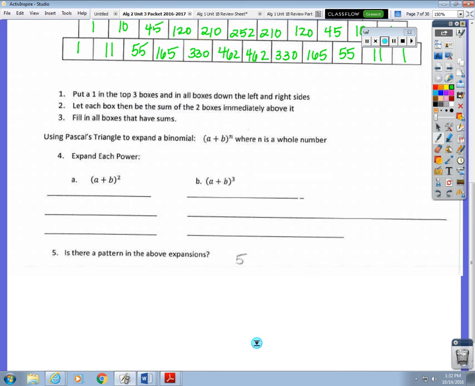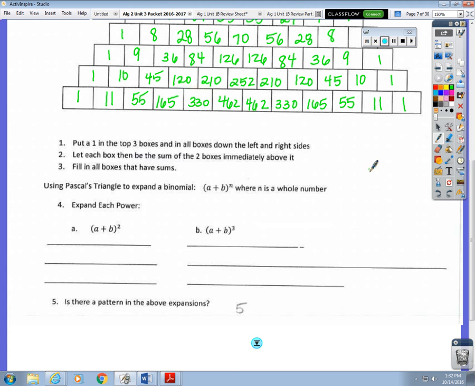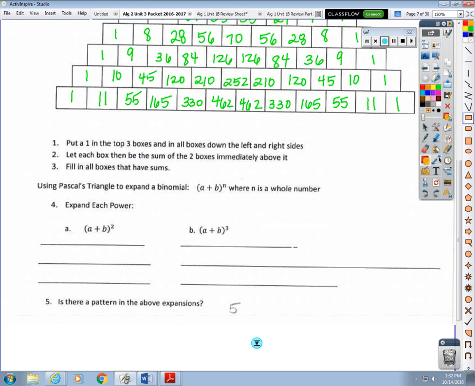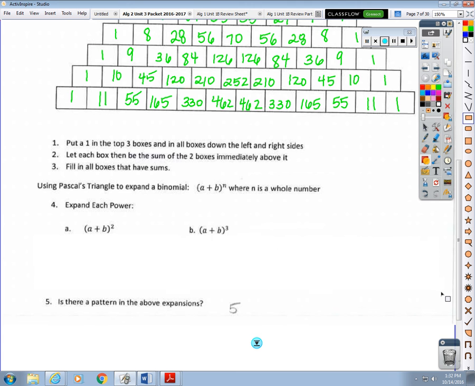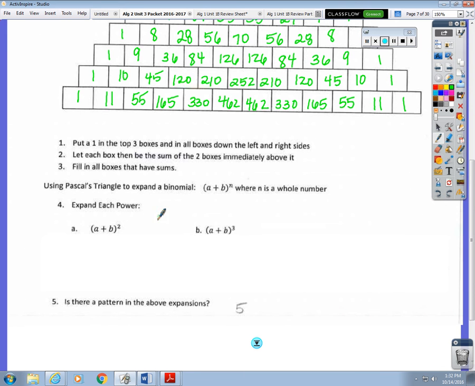Okay, we're going to expand each power. Now, I'm going to get rid of the lines just because I don't like them there. I'd rather just have blank space. Pay attention, guys. Today's not the day to mess around.